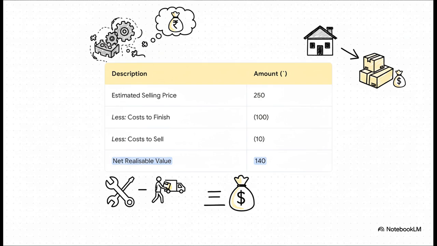Say a company has a half-finished product. They figure they can sell the final version for 250 rupees. Great. But it's going to cost them another 100 rupees to finish it, plus 10 rupees in sales commissions. You subtract those future costs, and the net realizable value right now is 140 rupees.